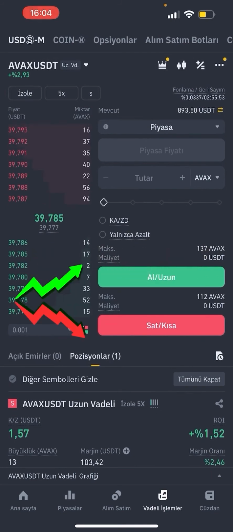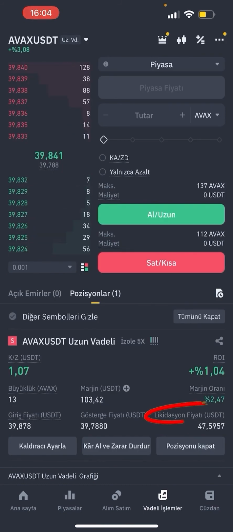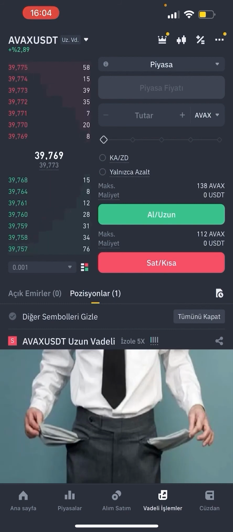This is the logic of long and short, friends. If I think it will rise, I long. If I think it will fall, I short. So how is liquidation here? Look, the level of liquidation is the rise in price. That is, if the AVAX holds here at $40 and reaches $47. In other words, if the AVAX increases by 20%, all my money is melting and disappearing. We call this being liquidated, friends. It is also called wreck.